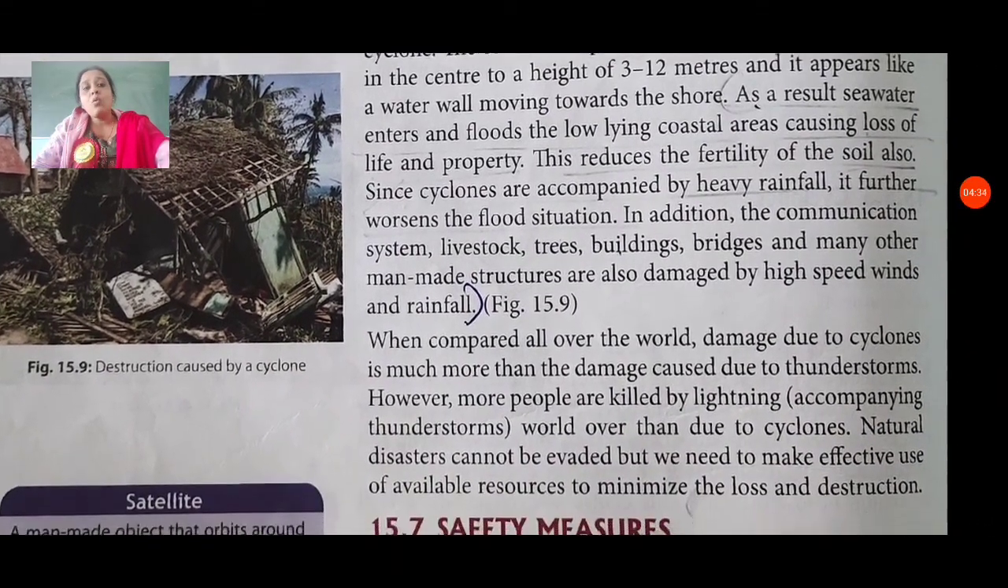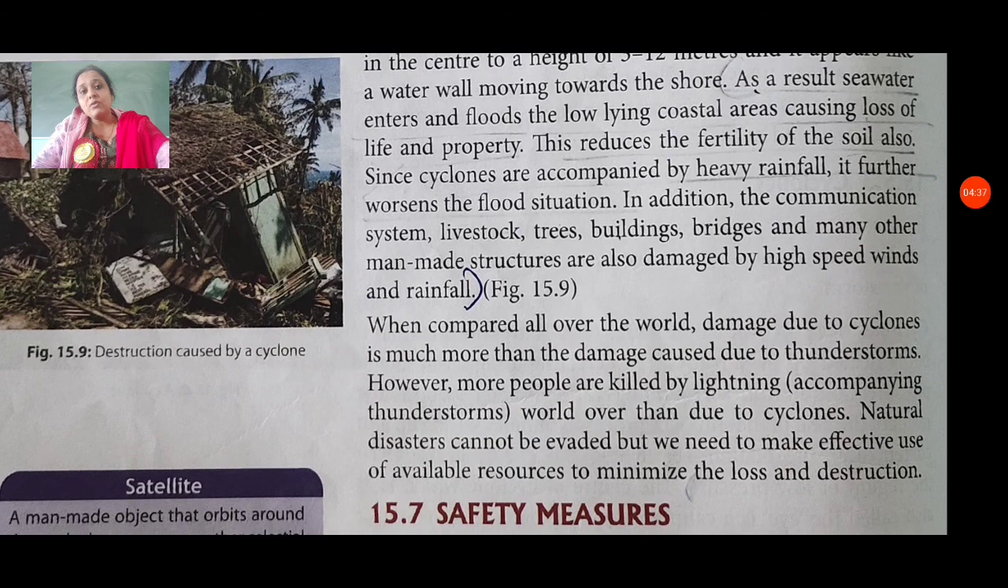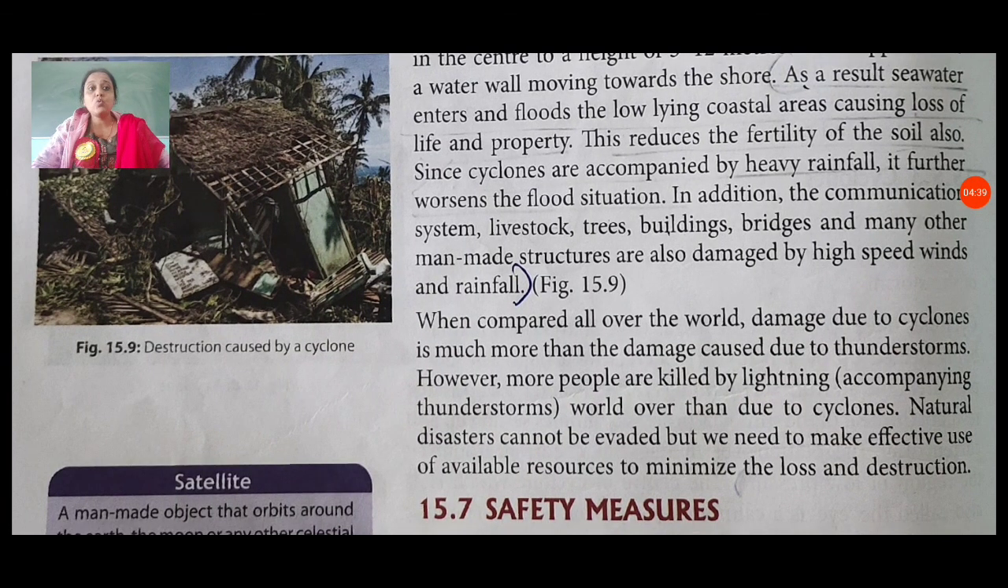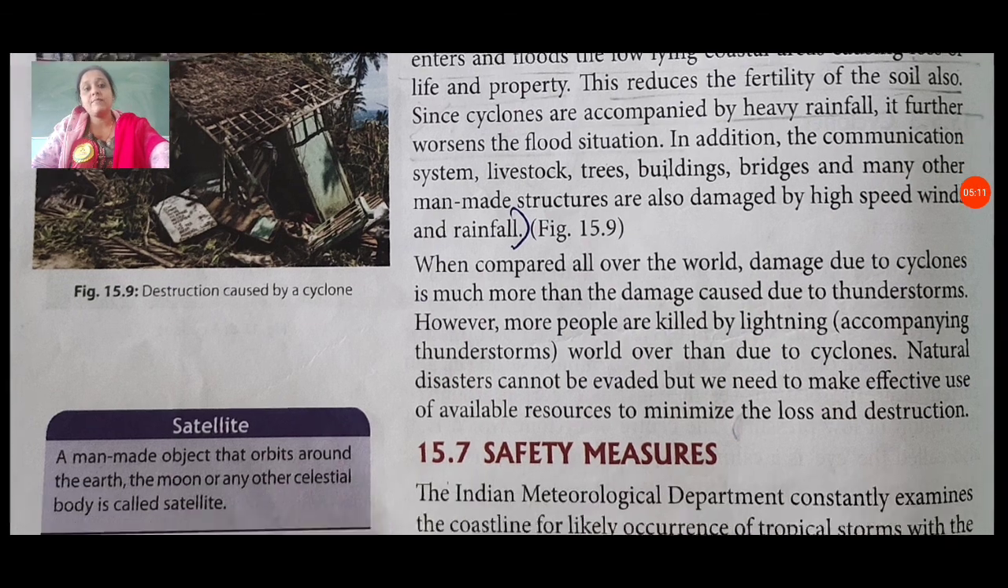When compared all over the world, damage due to cyclones is much more than the damage due to thunderstorms. When we compare cyclones to thunderstorms, in cyclones we have to face many more problems. However, more people are killed by lightning worldwide than due to cyclones. Nature cannot be evaded, but we need to make effective use of available resources to minimize the loss and destruction.